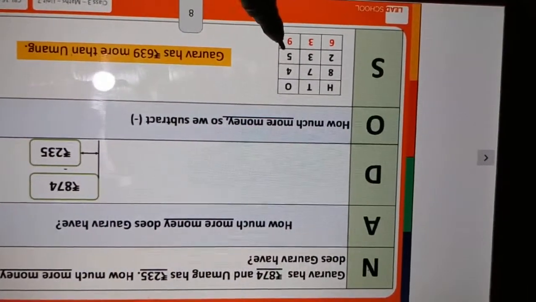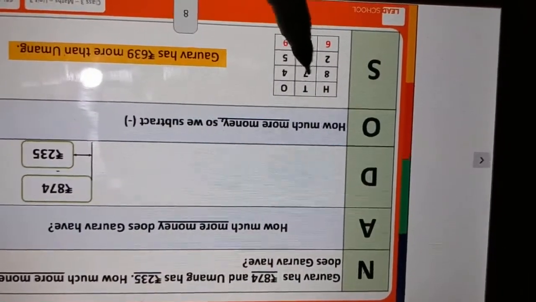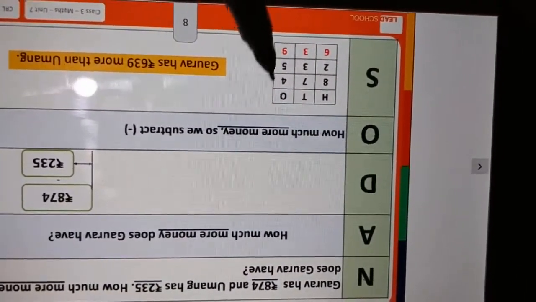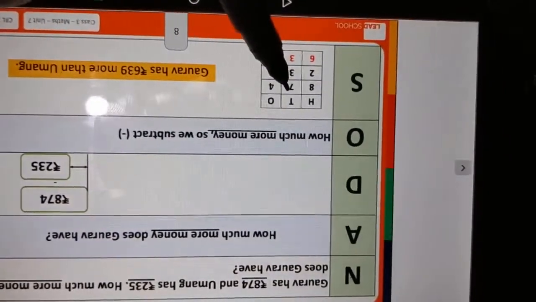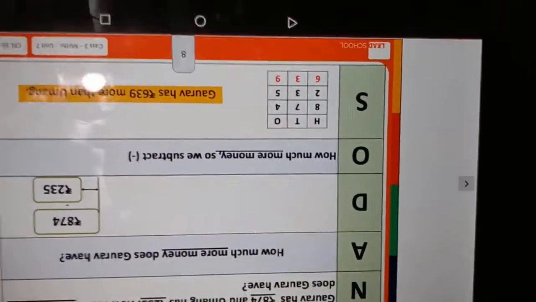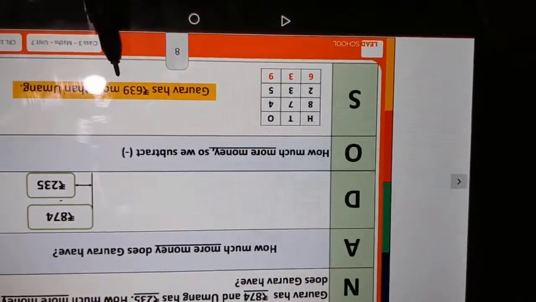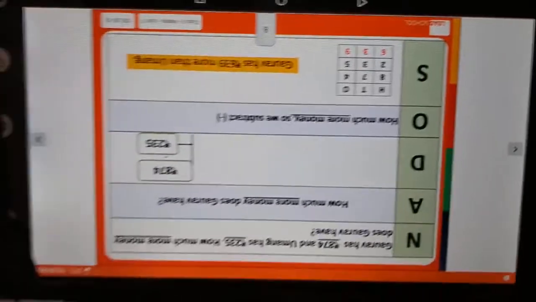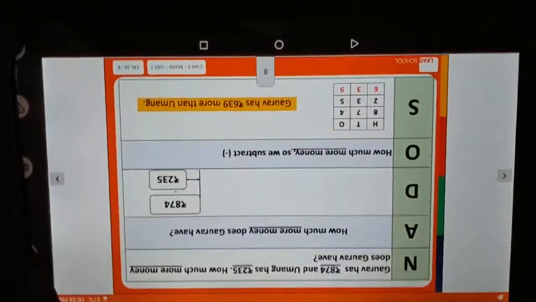4 minus 5 is not possible. Cut 7, write 6 there. Cut 4, write 14 here. 14 minus 5, 9 is there. Then 6 minus 3, 3 is there. 8 minus 2, 6 is there. So Gaurav has rupees 639 more than Umang. Now look at this, everyone, and write it down in your notebook.